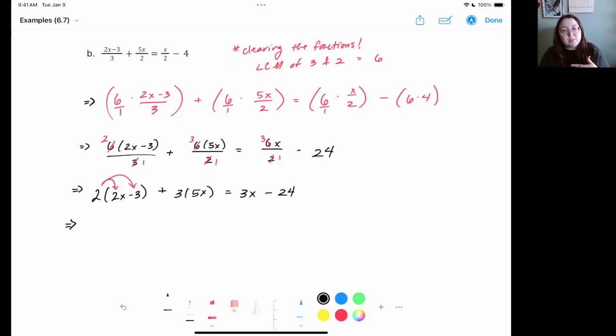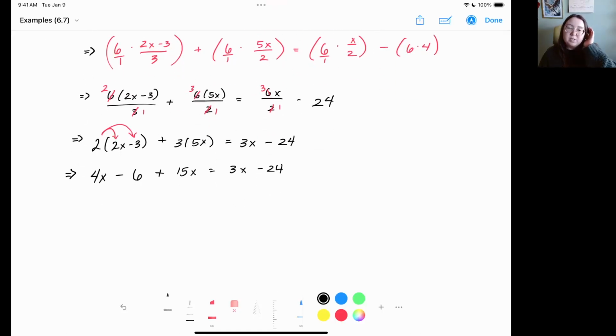So we can multiply these and then just write the next line. 2 times 2 is 4, so this will be 4x, 2 times 2x. The operation is going to stay the same in the middle, and 2 times 3 is 6. So we get 4x minus 6, plus 3 times 5x is 15x. And then this is equal to 3x minus 24.